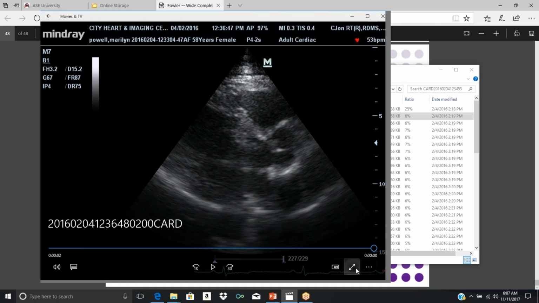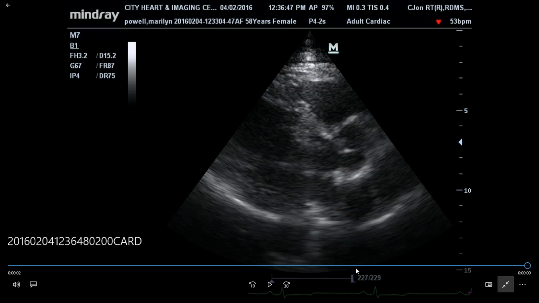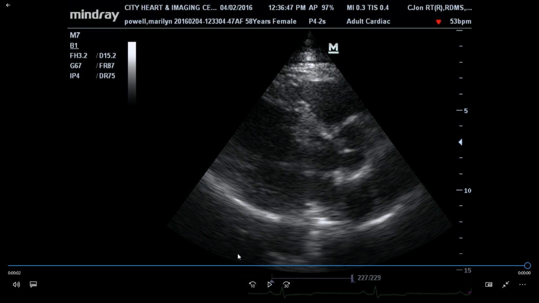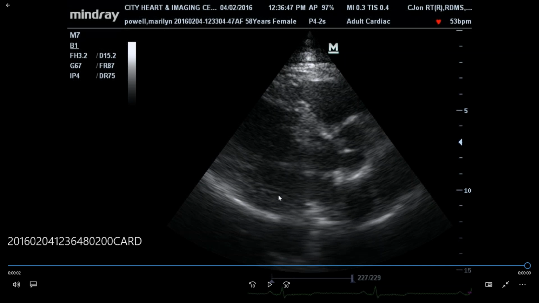All right, so most of, well, all your protocols should start with the parasternal long axis view. It's probably the most convenient area to start your study. And remember, to get your parasternal long axis view, your transducer or the probe should be in the third or fourth intercostal space with the marker pointing towards the right shoulder. And you're going to get an image looking like this.